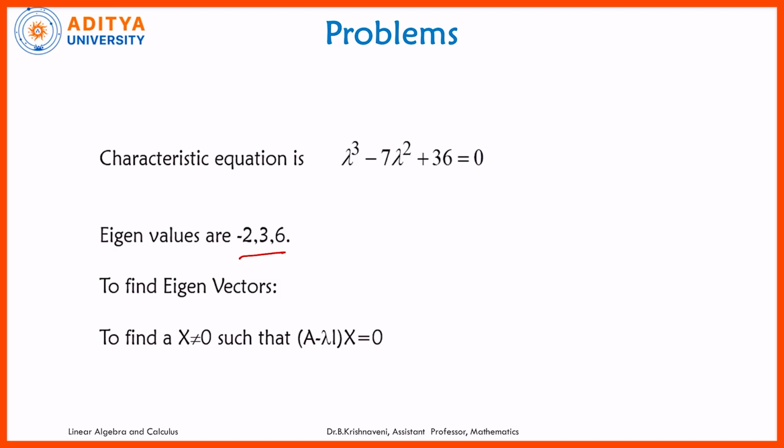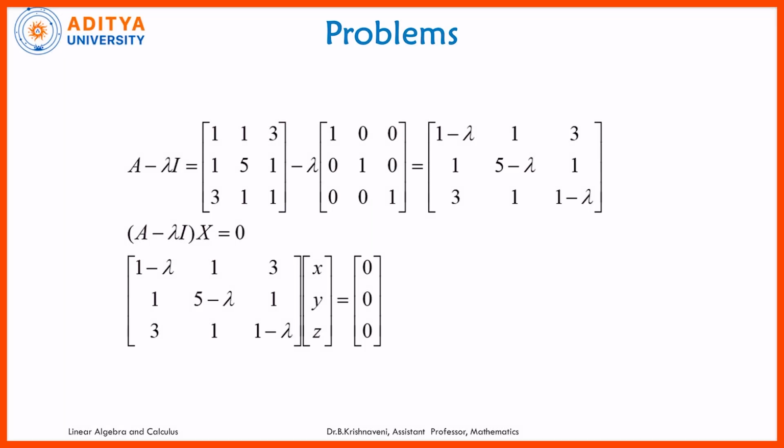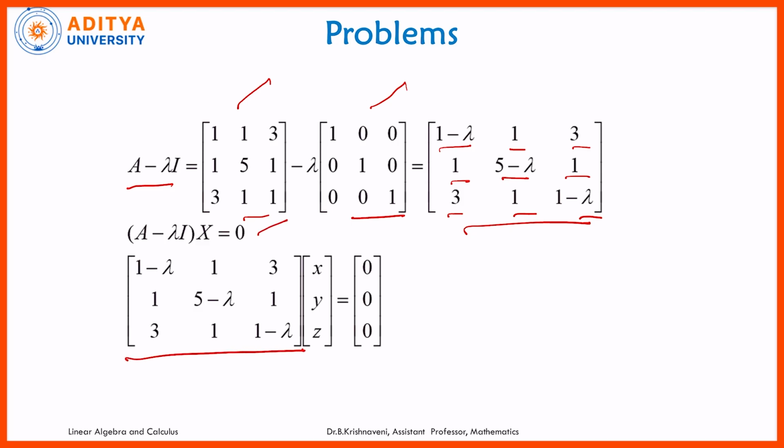So, now for each eigenvalue, we need to find the eigenvector. We all know that an eigenvector is a non-zero vector x such that (A minus lambda I) x is equal to 0. So, now for each lambda, let us calculate x, which gives the eigenvector. First, what is A minus lambda I? A minus lambda into I gives the matrix [1 minus lambda, 1, 3; 1, 5 minus lambda, 1; 3, 1, 1 minus lambda]. Now, (A minus lambda I) x is equal to 0, where x is the column (x, y, z), equal to the column (0, 0, 0). So, now use this equation to find the eigenvector.